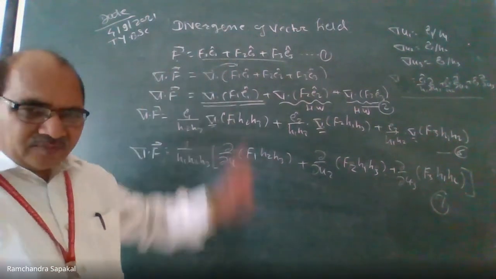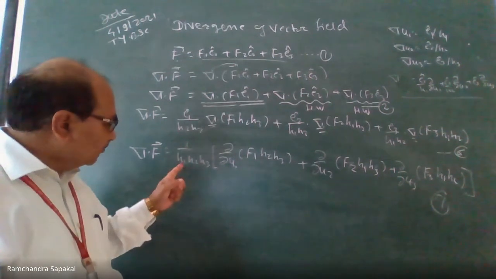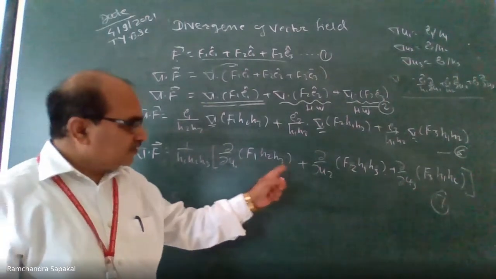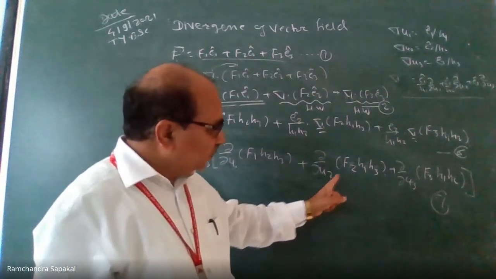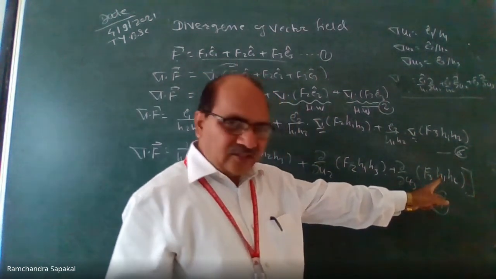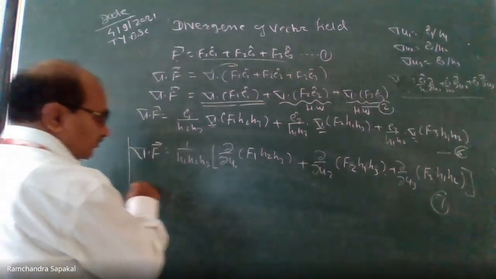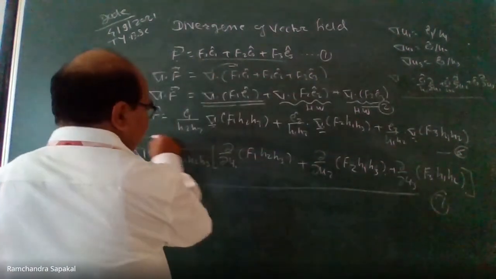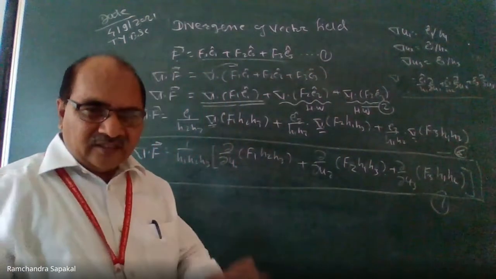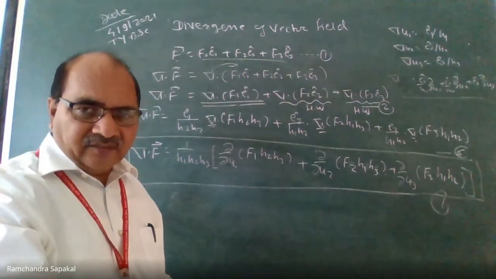divergence. So the divergence of the vector field, del dot F, is equal to 1 upon H1 H2 H3 into del by del U1 of F1 H2 H3, plus del by del U2 of F2 H1 H3, plus del by del U3 of F3 H1 H2. So this is the required expression for the divergence of a vector field in an orthogonal curvilinear coordinate system.